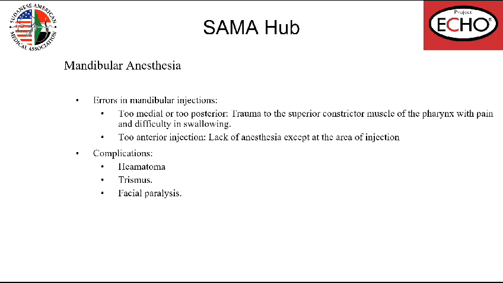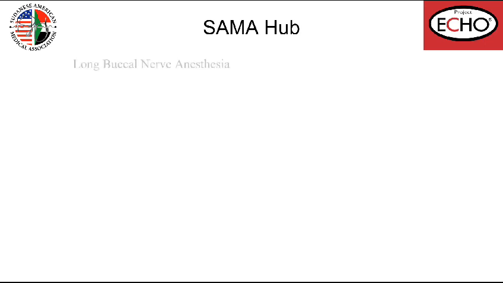Too medial or too posterior causes trauma to the superior constrictor muscle or pharynx. This is if you go too posterior either through the angulation or behind the pterygomandibular raphe, and too anterior you will lack the anesthesia effect. Complications are according to the affected area. You can gain hematoma, trismus, or facial paralysis.